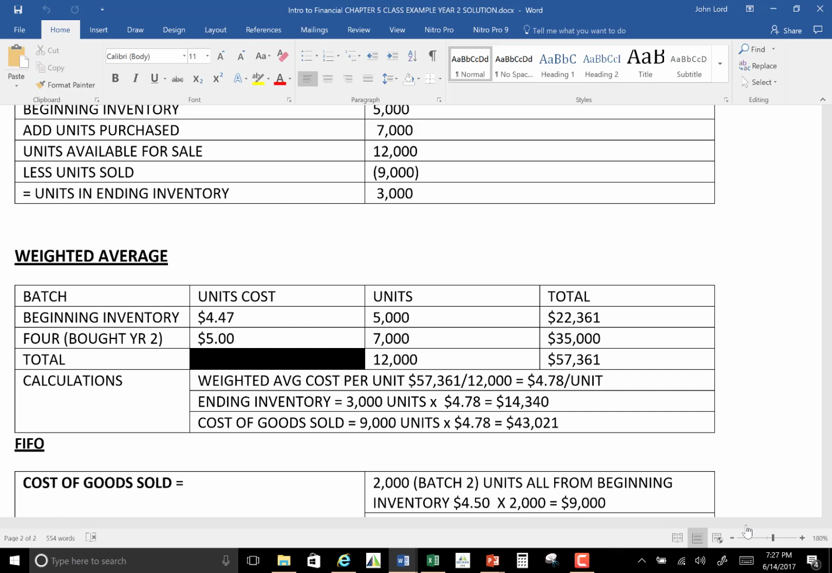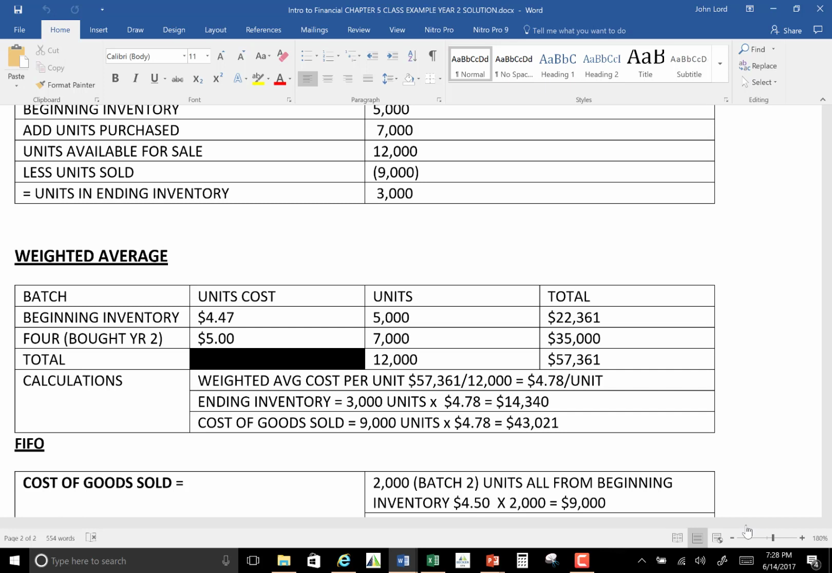Okay, so what do we got? We've got our beginning inventory, guys, and remember our weighted average cost was 4.47, wasn't it? 4.4722222, whatever. And so I bring that in at 5,000 units. There's my beginning inventory using weighted average, 22,361. I bring in the new cost for year 2, what I bought, 7,000 units at $5 per, right? So that gives me the cost of my new inventory, 35,000.